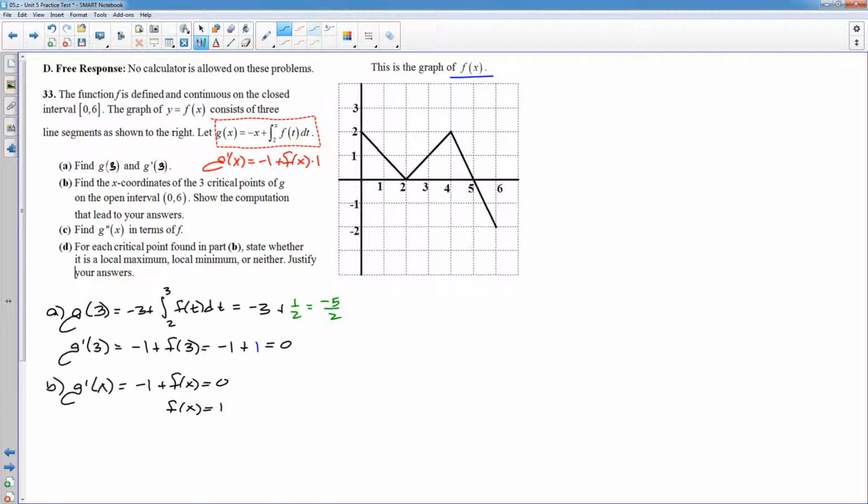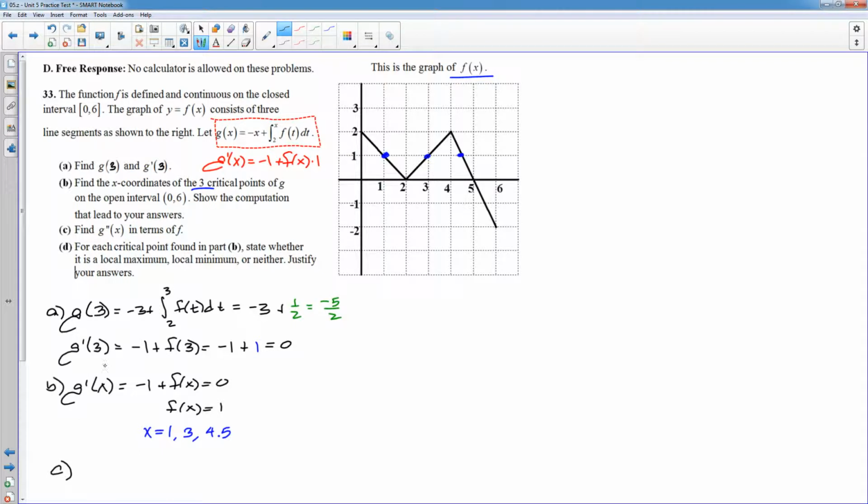And I can look at this graph and I can tell that f of x equals 1 three times, which they said there were 3 of them. At 1, 3, and that would be 4.5. So x equals 1, 3, and 4.5. Number C, find g double prime in terms of f.